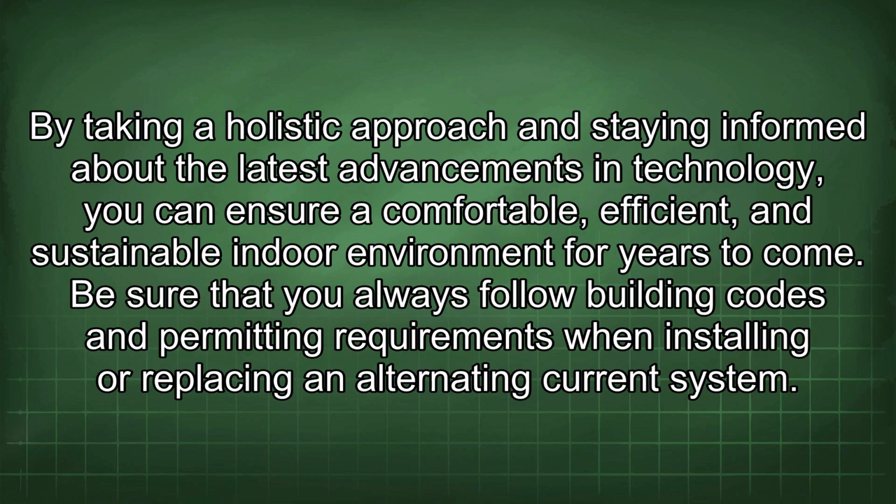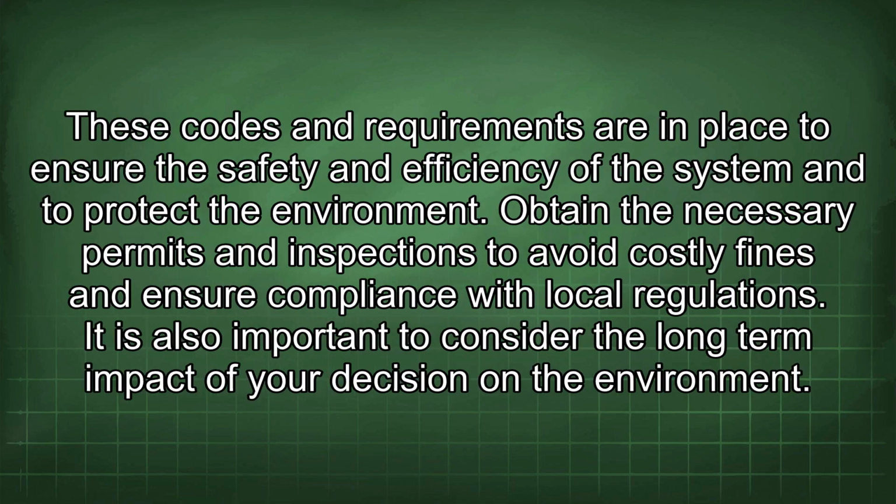Be sure that you always follow building codes and permitting requirements when installing or replacing an alternating current system. These codes and requirements are in place to ensure the safety and efficiency of the system and to protect the environment. Obtain the necessary permits and inspections to avoid costly fines and ensure compliance with local regulations.